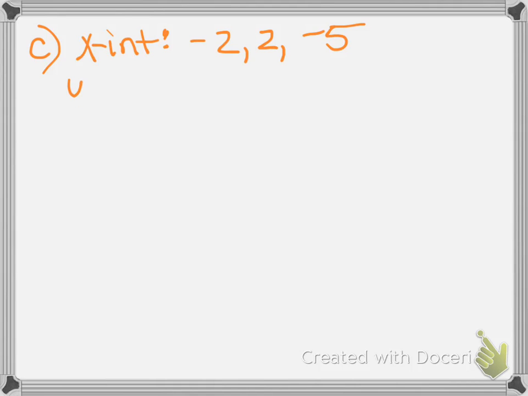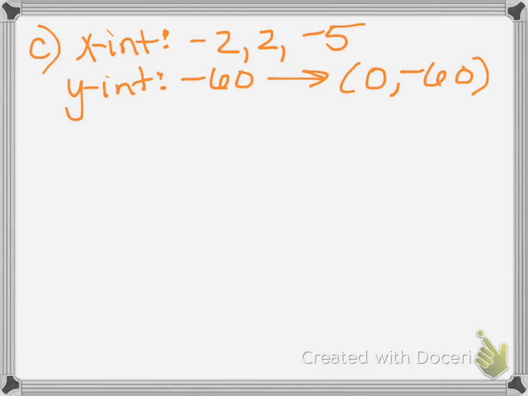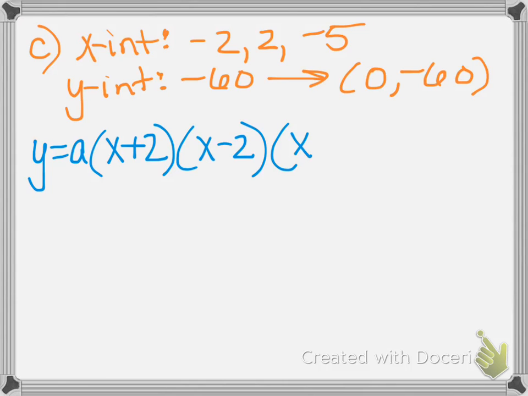Okay, last one for C. X-intercepts, -2, +2, -5. Y-intercept, -60, so that point is (0, -60). All right, let's start out with our equation. Y equals A times x plus 2, x minus 2, x plus 5.